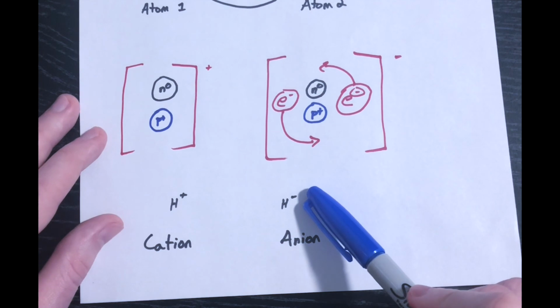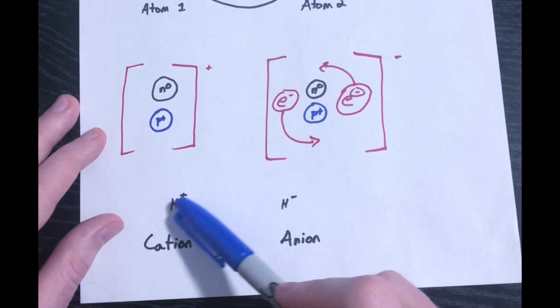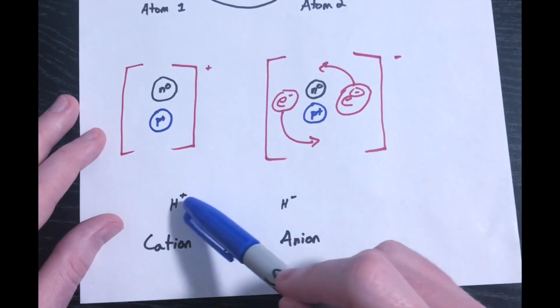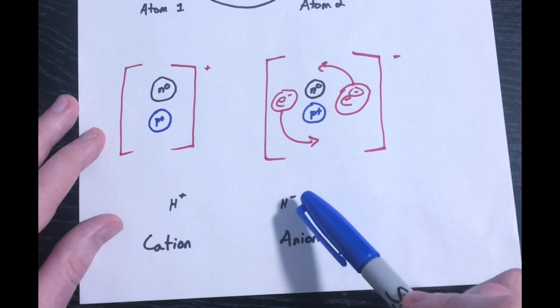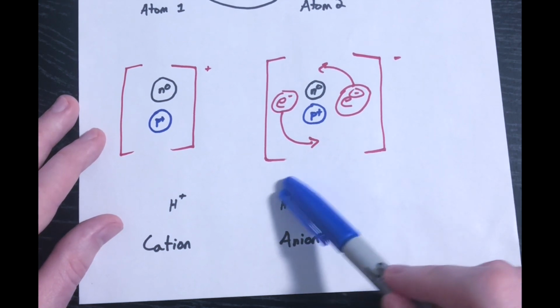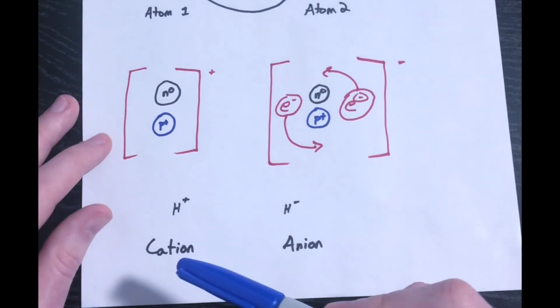Specifically, H+ we just refer to as a proton because it is simply a proton with a neutron and no electrons, and this we call a hydride. We'll talk about that a little bit more later, but it is just the hydrogen atom with 2 electrons.